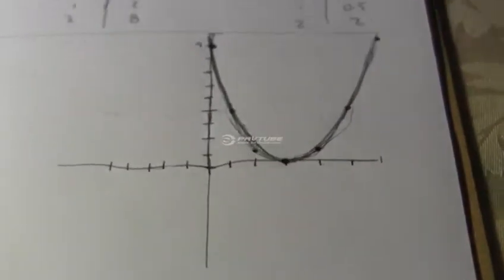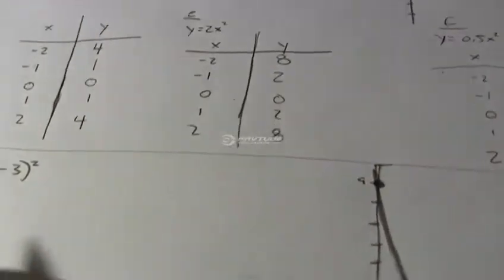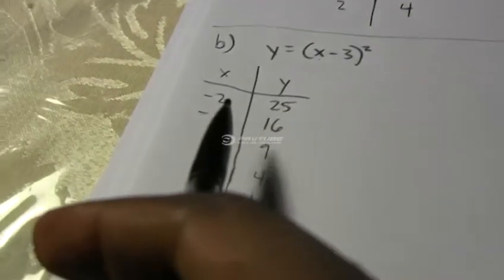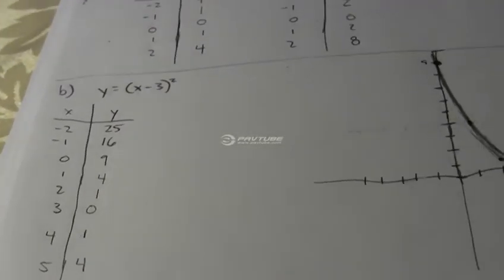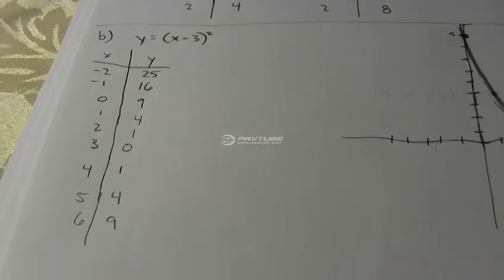All right. So that's B. That's what this looks like. Okay, it moves it over. And again, going back to this, if you just sub in, you never have to memorize what it looks like.